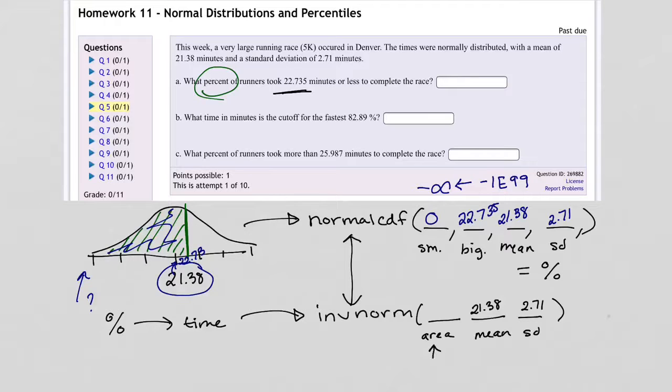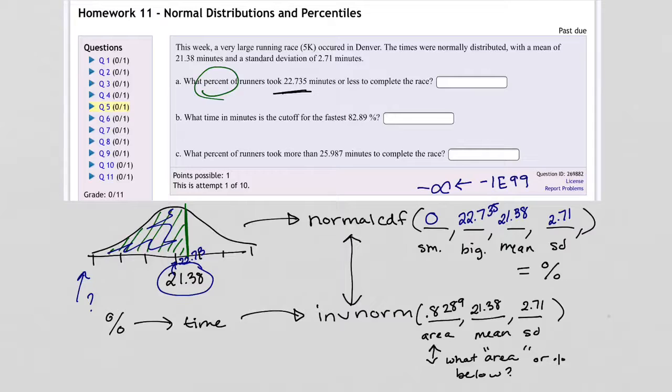For the area, what we're saying is what area or percent is below. So if we're going to be in the fastest 82.89% of people, what that means is the area below us is 0.8289. And so if I put these 3 ingredients into inverse norm, I'll get the correct answer.